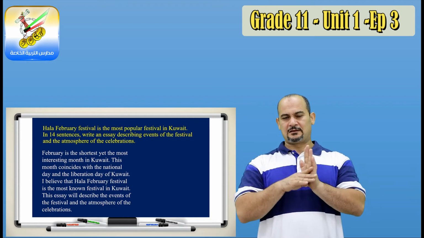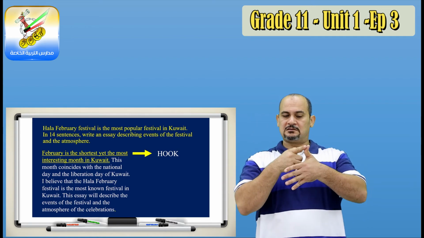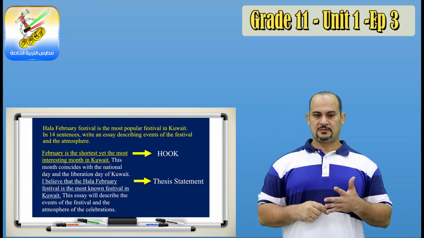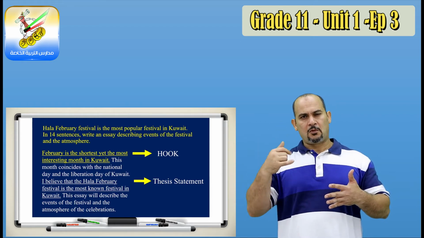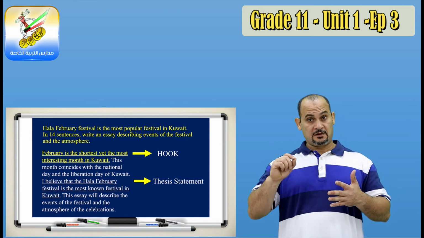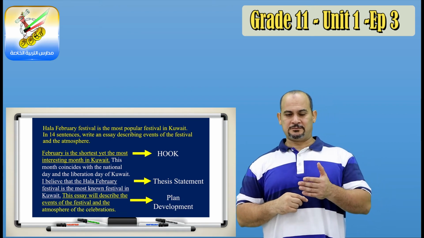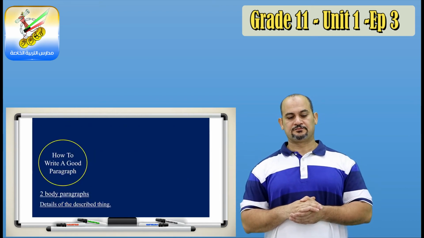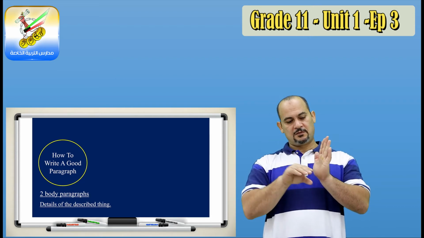Now let's break it down. As you can see, this is the hook. Writing the hook, you will ensure to grab the attention of the reader. Now, this is the thesis statement. I believe that Hala February Festival is the most known festival in Kuwait. And as we mentioned, to write a good introduction, it must contain these three elements, and the last one is plan development. This essay will describe the events of the festival and the atmosphere of the celebration. Let's go to the body, which contains 2 paragraphs, as we said, and both of them contain the same elements.